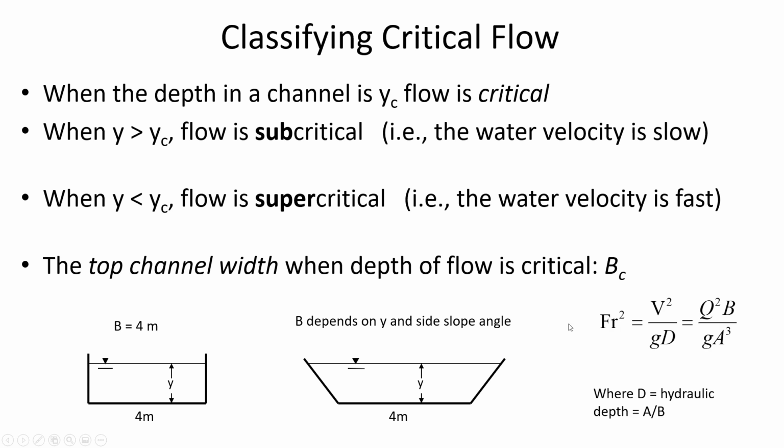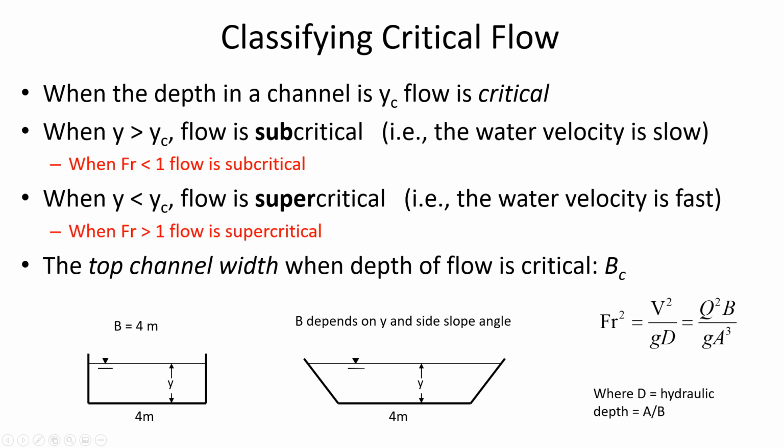Now the reason I've been mentioning the top width is that it's one of the parameters you use to calculate Froude number. When Froude number is greater than 1, it's supercritical, and when Froude number is less than 1, that's subcritical. There are a couple of ways to diagnose critical flow. One is to compare the depth to the critical depth if you know it. But if you don't yet know the critical depth, another way to determine whether you've got supercritical or subcritical flow is to calculate the Froude number.